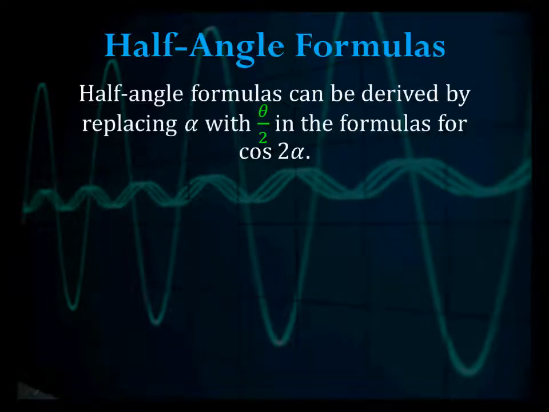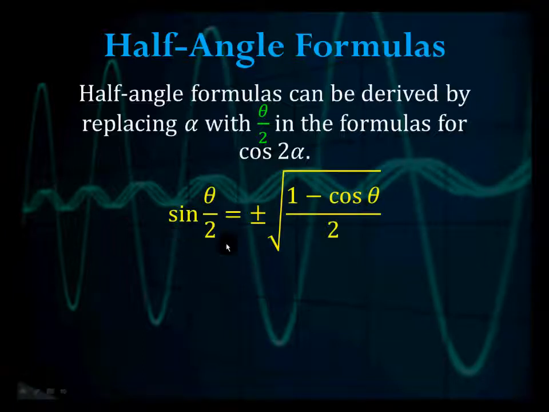The half-angle formulas. The half-angle formulas can be derived by replacing alpha with theta over 2 in the formulas for the cosine of 2 alpha. Now, I'm not going to prove these or derive these. You can look at the book to see how it's done. I'm just going to show you the formulas.